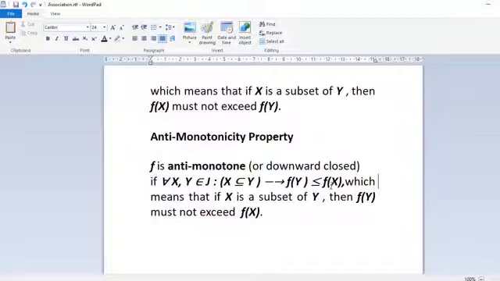So this brings us to the end of the introduction and a priori principle in the frequent item set generation.